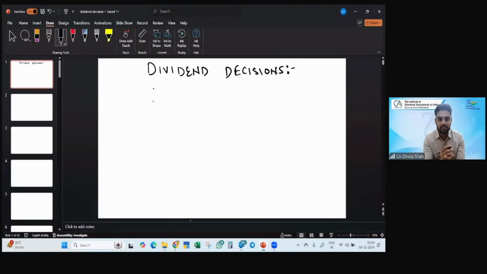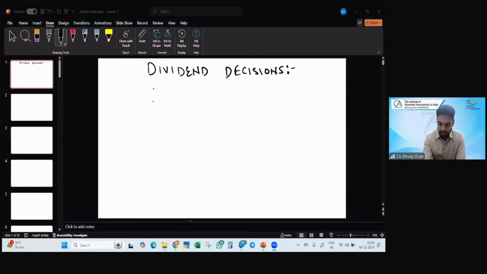Before we start with this chapter, dividend decision, I would like to ask you all, what are the three basic management decisions that every company's CFO or financial manager has to take? Batao. Which are the primary three decisions that all the financial managers or CFO of any company has to take? Investment, dividend, and financing. Pranav is right.